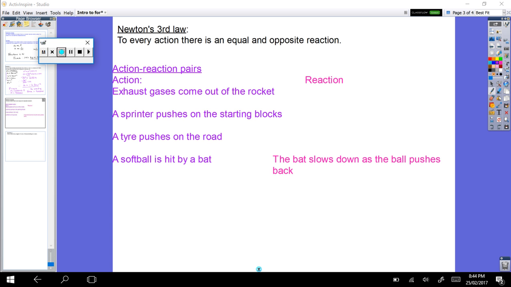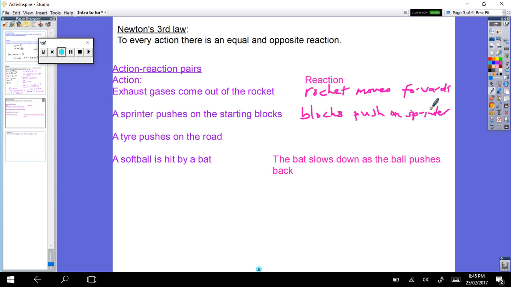Action: exhaust gases come out of the rocket. The reaction will be... have a think about it. Fill these in, think about them all, then we'll go through it. Okay, so the first one, exhaust gases coming out of the rocket. The reaction is the rocket moves forwards. Hopefully you can read my writing. Next one, a sprinter pushes on the starting blocks. In order for the starting blocks not to move backwards, they are held down, but that means the blocks push on the sprinter.